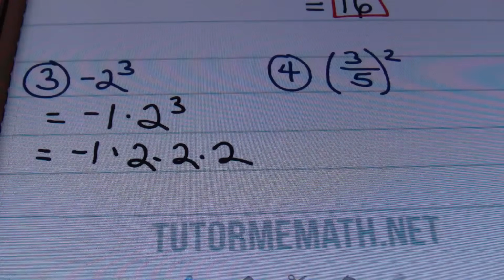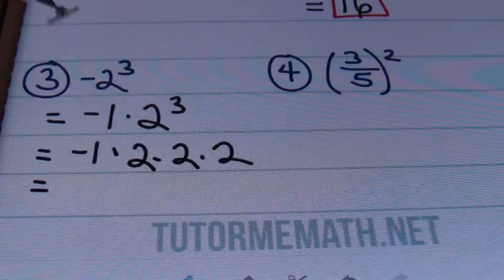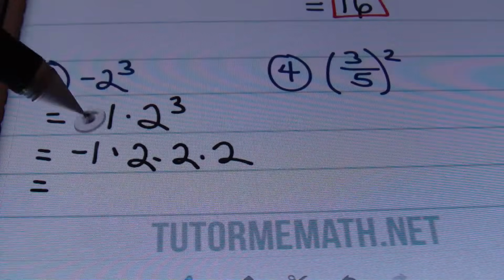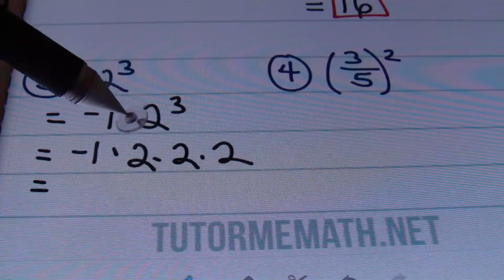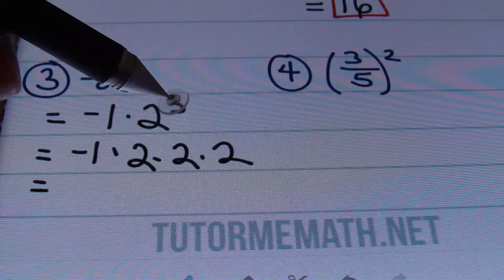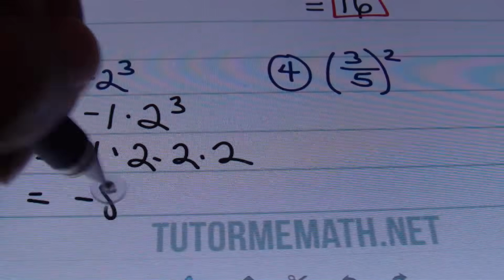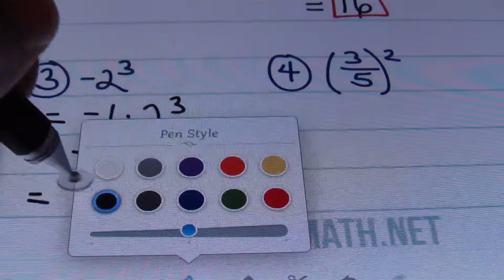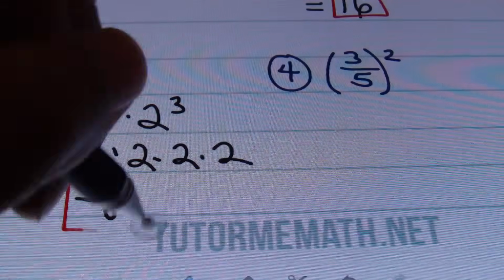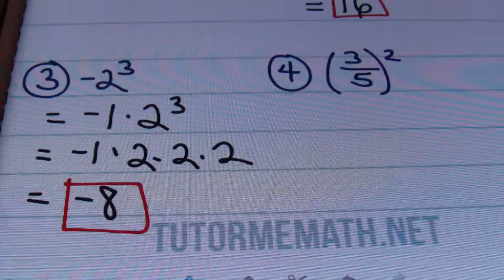To find out the product of this value, you'll end up multiplying everything that you see here. So negative 1 times 2 is negative 2. Negative 2 times 2 is negative 4. Then finally, negative 4 times 2 gives you negative 8. So your answer here is negative 8, and that's your answer for this problem. Done and done. That's problem number 3.